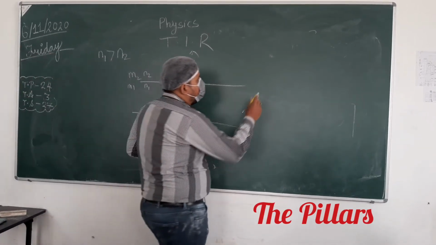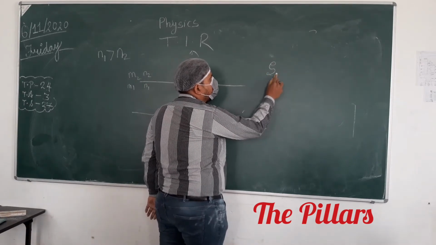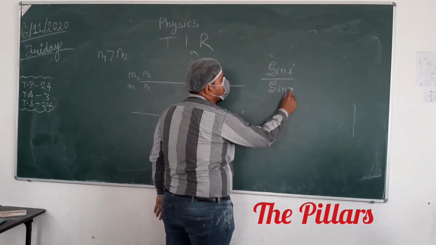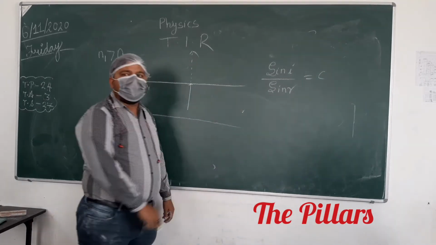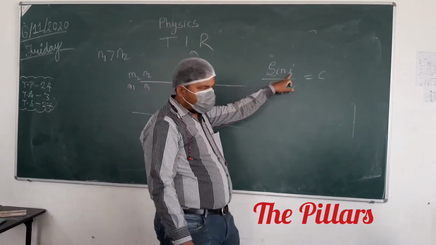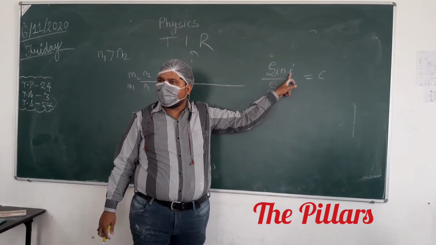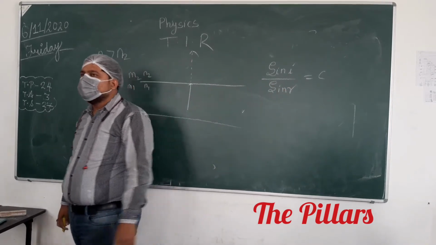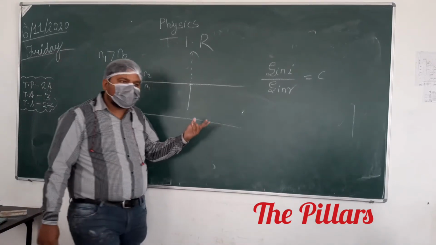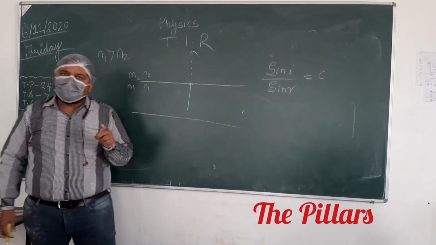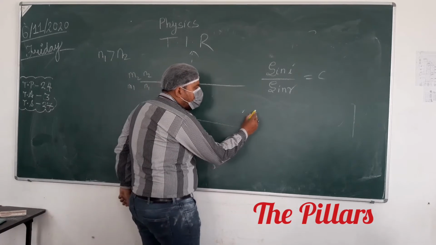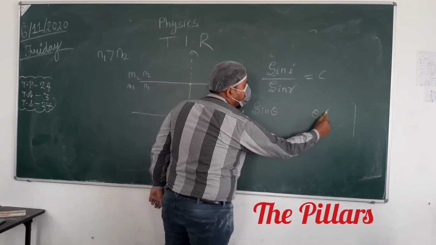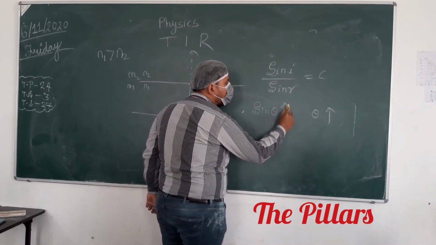Now, one more thing. Sin I upon sin R is constant. If I increase the value of I, what will happen to the value of R? Think. This ratio should be constant. It will also increase. Because if the theta is increasing, your sin theta will also increase.